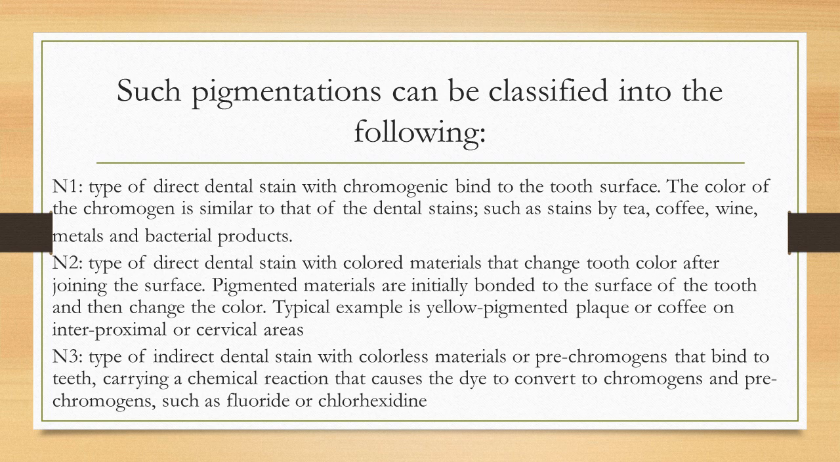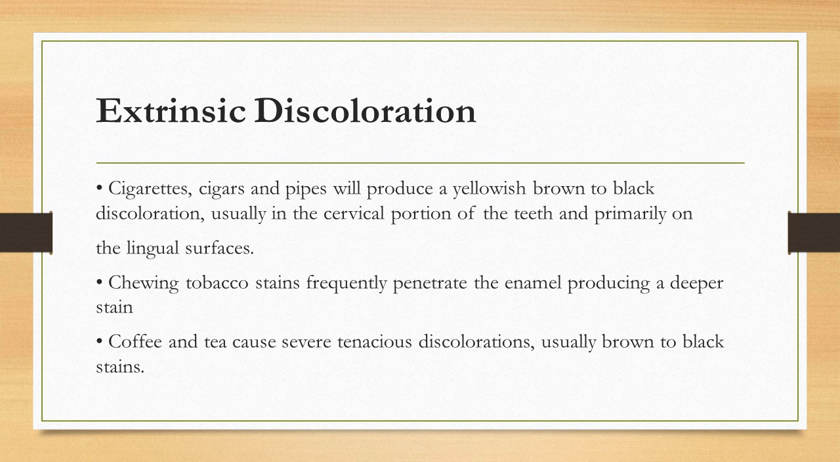So this is an indirect dental stain. This is a colorless material, but it will cause chromogen change. Chromogens, which means color change. It will cause a chemical reaction and will dye the tooth.